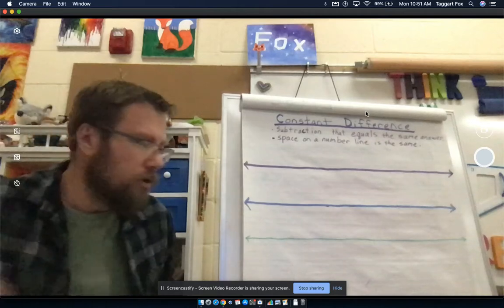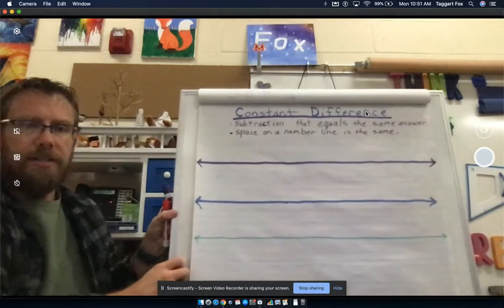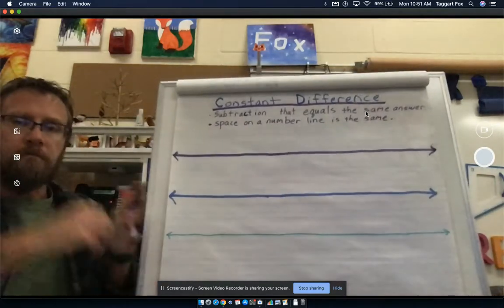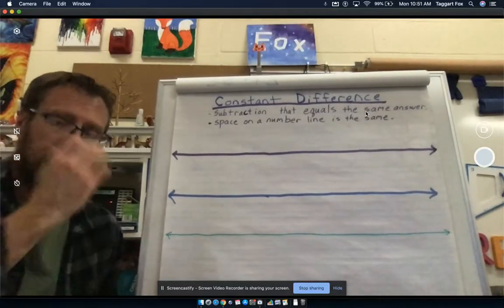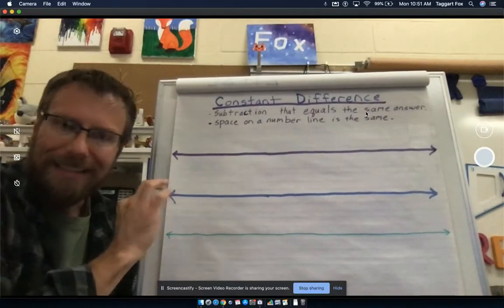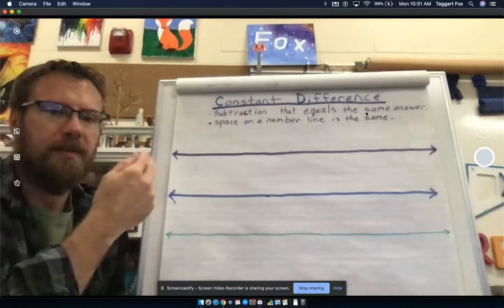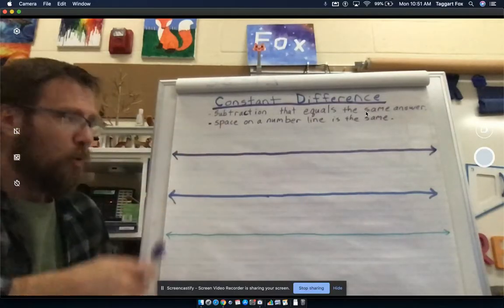This week, we're going to look at some subtraction strategies, and this is an amazing strategy. So if you can wrap your brain around it, let's take a look. It's called constant difference, and the difference is basically the distance between 2 points.